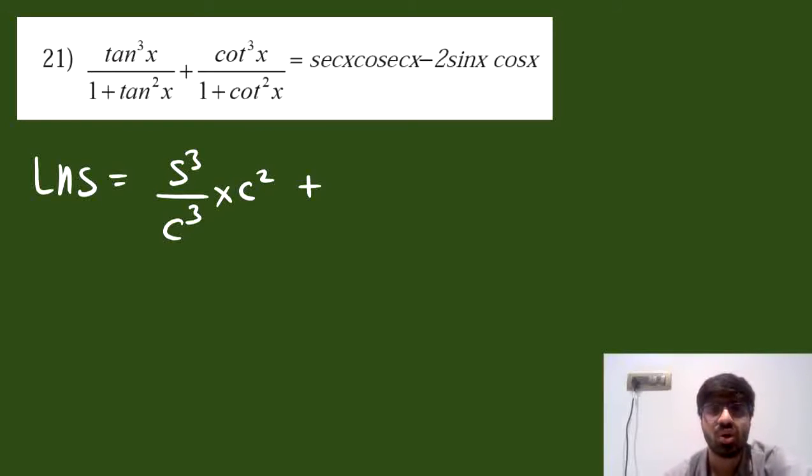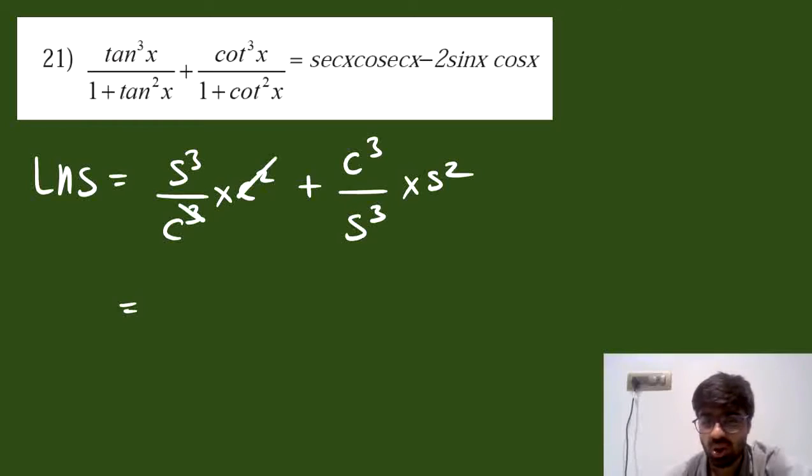And the second term will be cot cube x. So that would be cos cube x upon sin cube x. And in the denominator, you have 1 plus cot square x, which is cosec square x. And that can be written as sin square x in the numerator. So cos square and cos cube get cancelled here, sin square and sin cube get cancelled here, and we are finally left with sin cube x upon cos x plus cos cube x upon sin x.